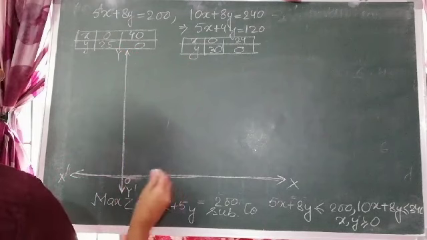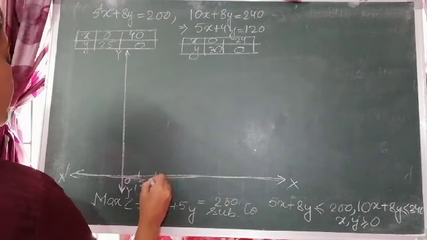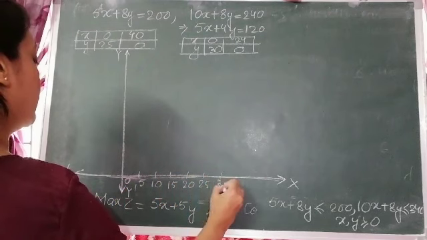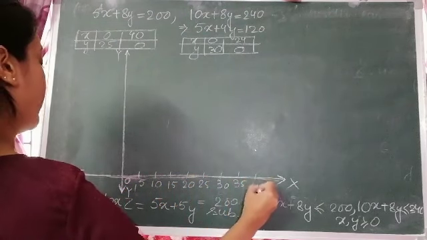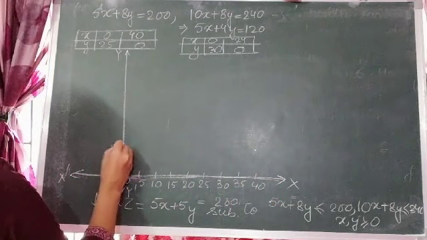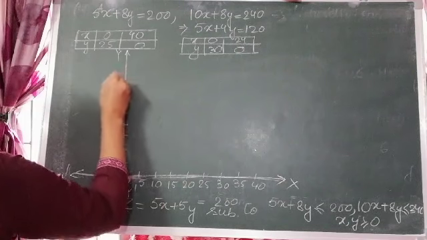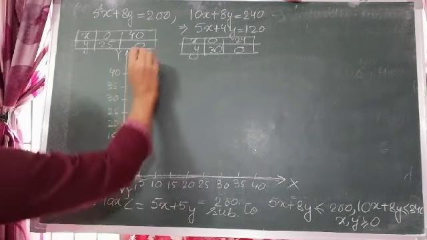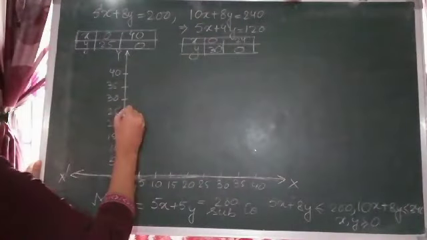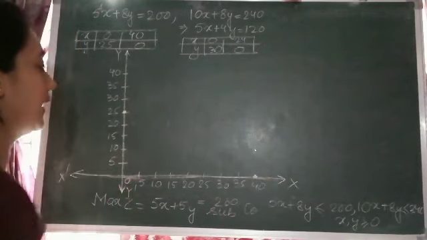So I'll take 5 units each here. Scale to be equal to 5 units. So 5, 10, 15, 20, 25, 30, 35, 40. Here again 5, 10, 15, 20, 25, 30, 35, 40. So the first is 0, 25. So the first coordinate 0, 25 will lie here. Next 40, 0. 40, 0 will lie here.